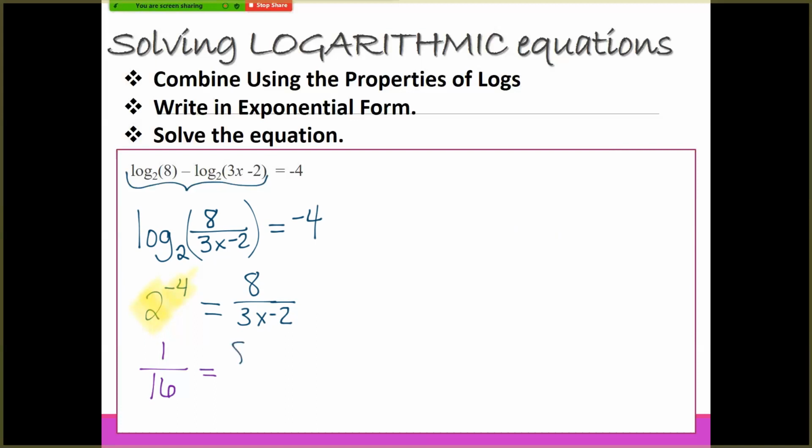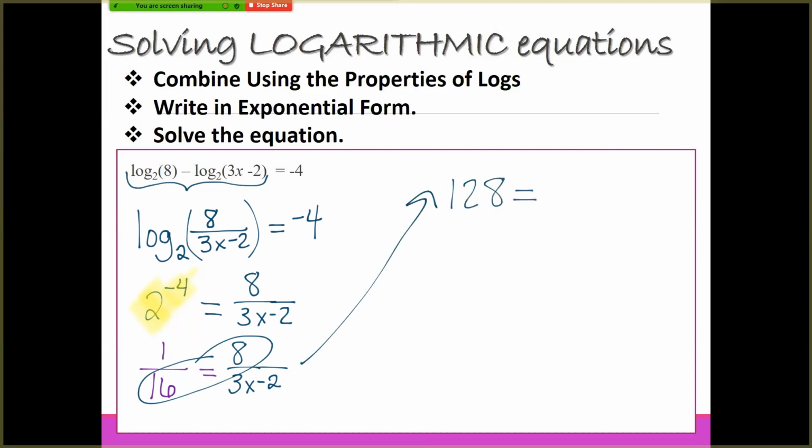We're going to leave the right side alone for the time being. Now we have a proportion. To solve proportions, we've reviewed these in this class. We're going to cross multiply. So I'm going to take 16 times 8. I'm actually going to go up here so I have more room to get 128. Then I'm going to multiply my other diagonal. I'm going to take 1 times 3x minus 2. Well, 1 times 3x is 3x. And 1 times minus 2 is still minus 2.